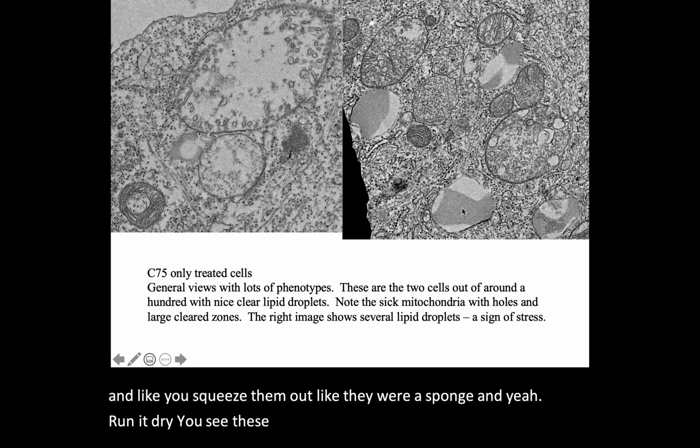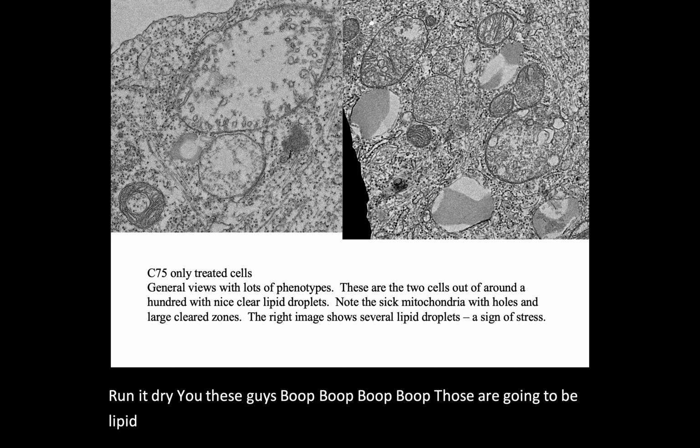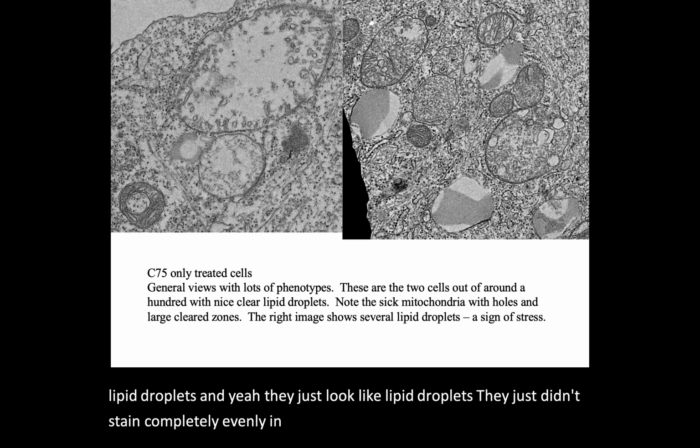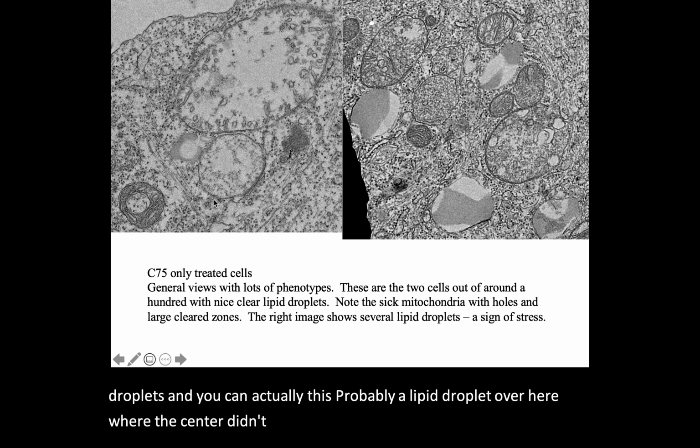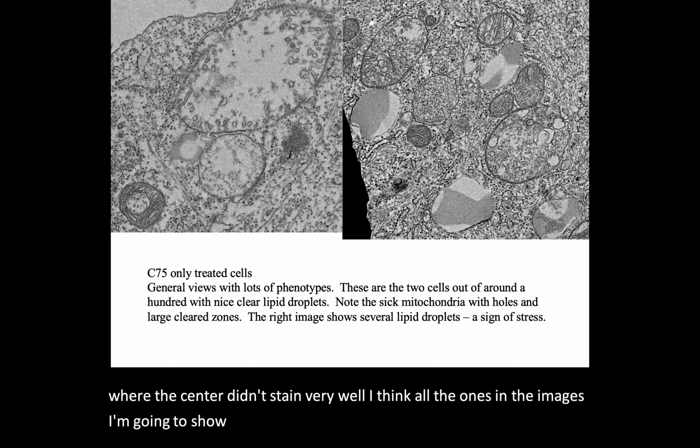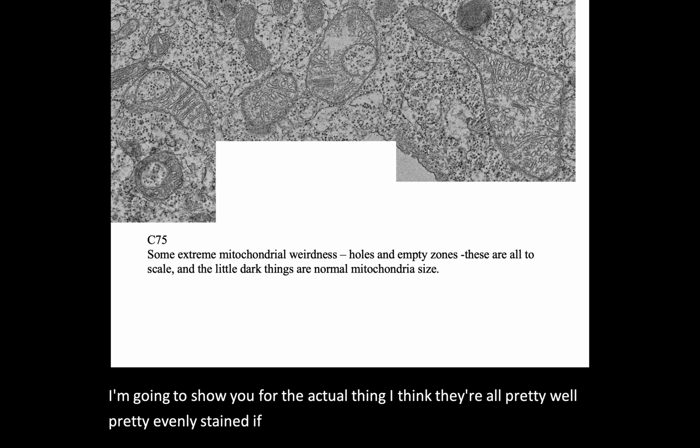Boop, boop, boop, boop. Those are going to be lipid droplets. And yeah, they just look like lipid droplets. They just didn't stain completely evenly in this case. But those are definitely lipid droplets. And you can actually see there's probably a lipid droplet over here where the center didn't stain very well. I think all the ones in the images I'm going to show you for the actual thing are all pretty evenly stained, if I remember right.